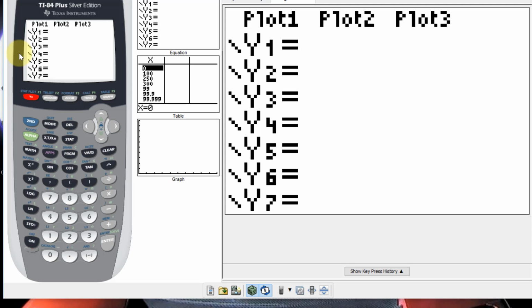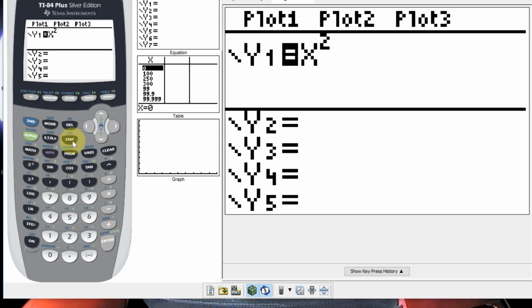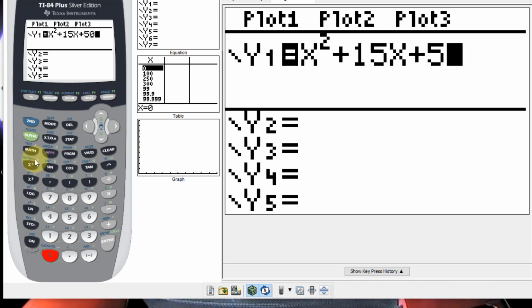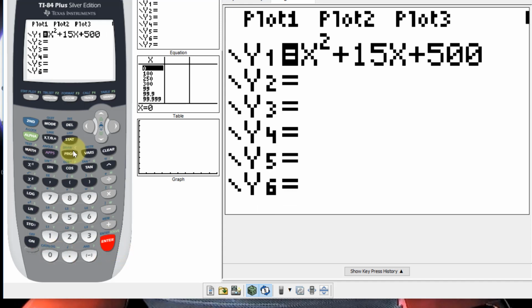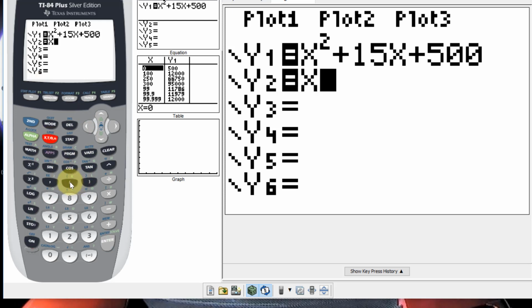What I want to do is type in both my revenue and cost functions. My cost function was x to the power 2 plus 15x plus 500. I'm doing this because it's easy and quick to get values for the revenue or for the cost. I might as well do the revenue while I'm at it. So the revenue was x times (100 minus x).